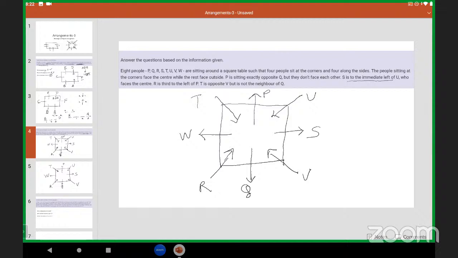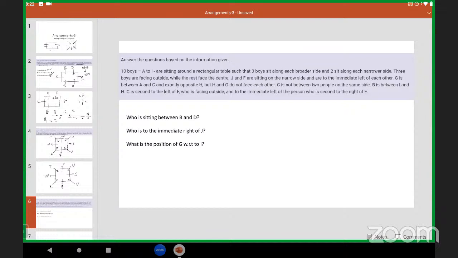Okay, so try to solve this one. So now it is a rectangular arrangement. 10 boys are there. Okay, three boys sit along each longer side, and two sit at the narrower side, which means 3 plus 3 plus 2 plus 2, a 10-person arrangement. There are conditions given over there. Try to solve this. Take 5 minutes and we'll continue again.